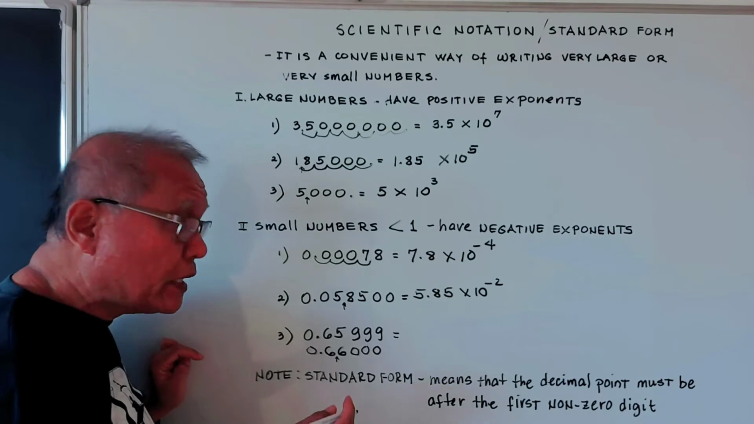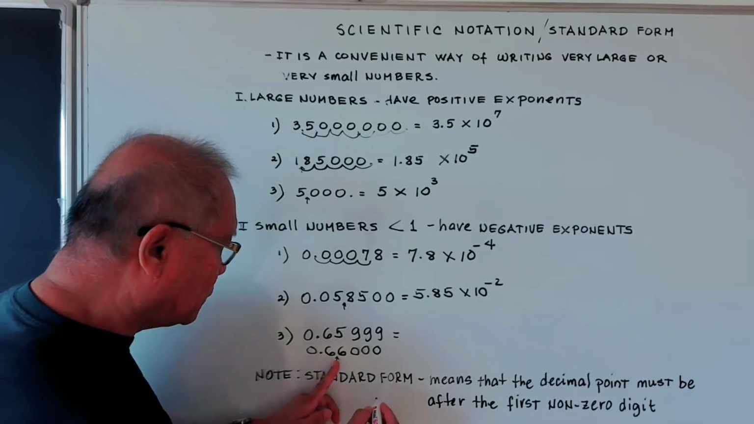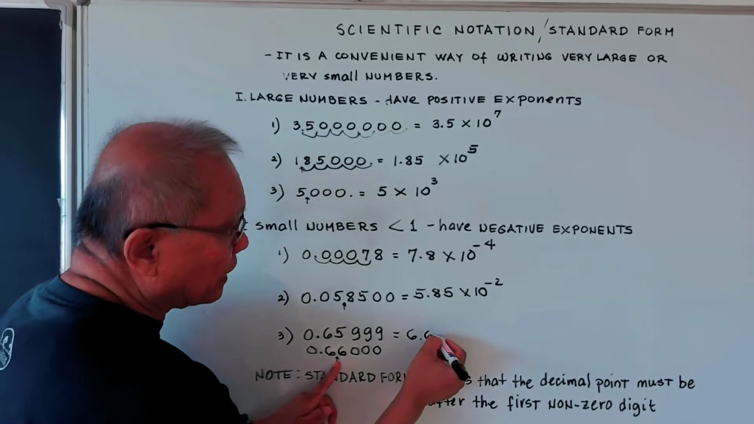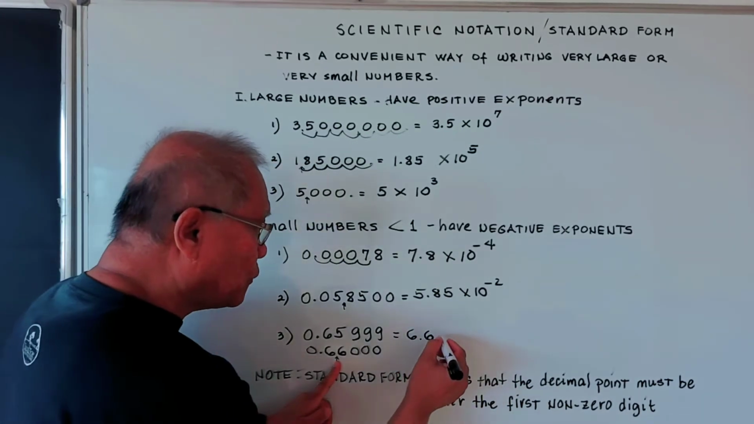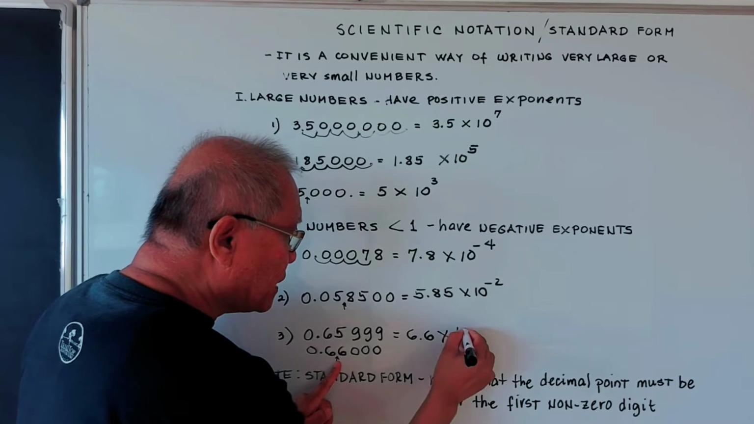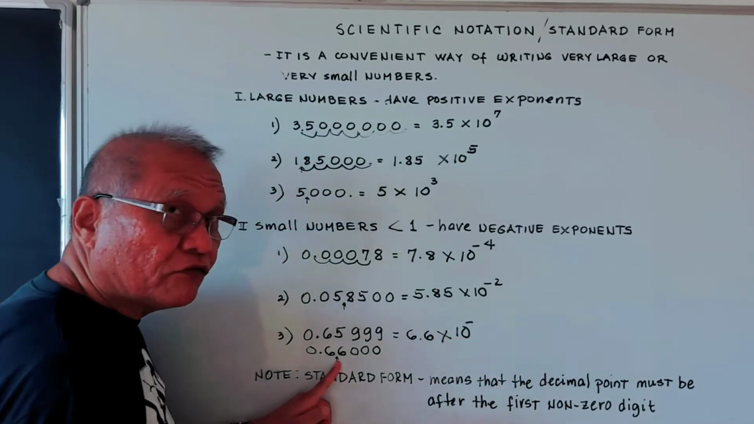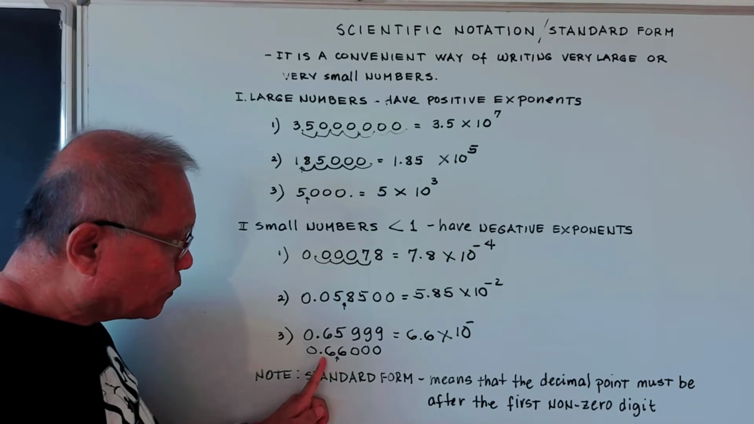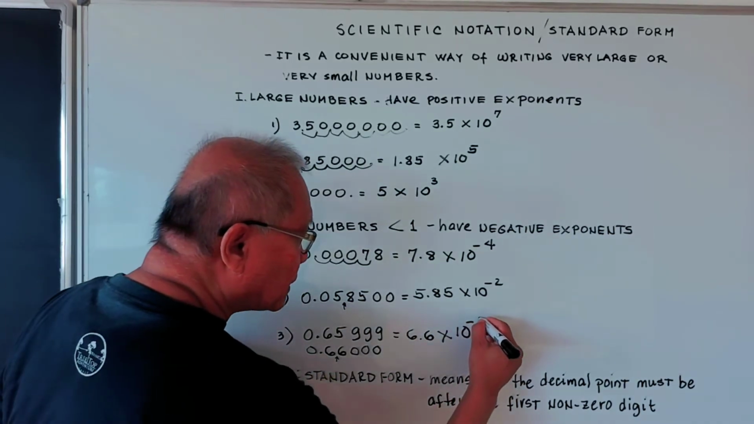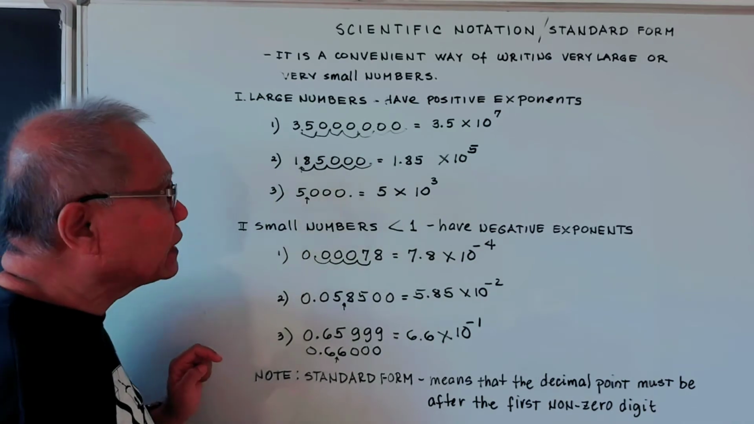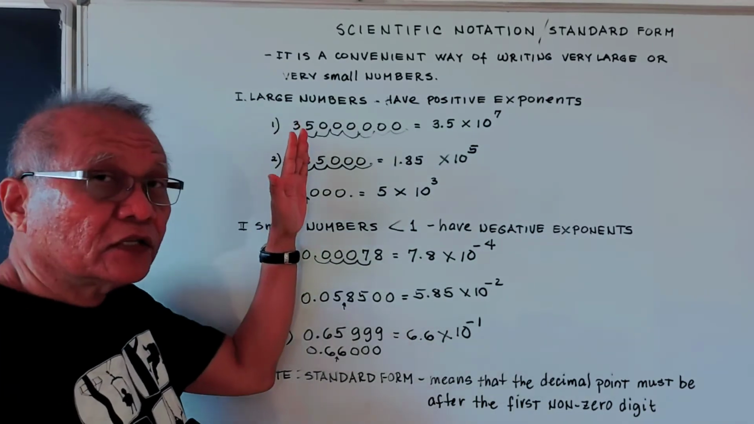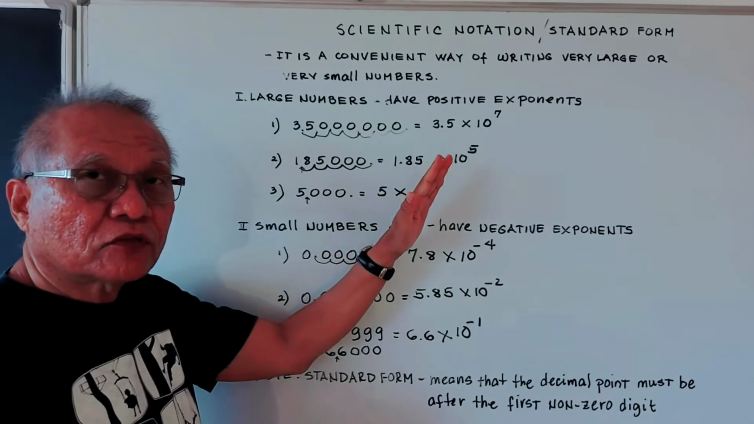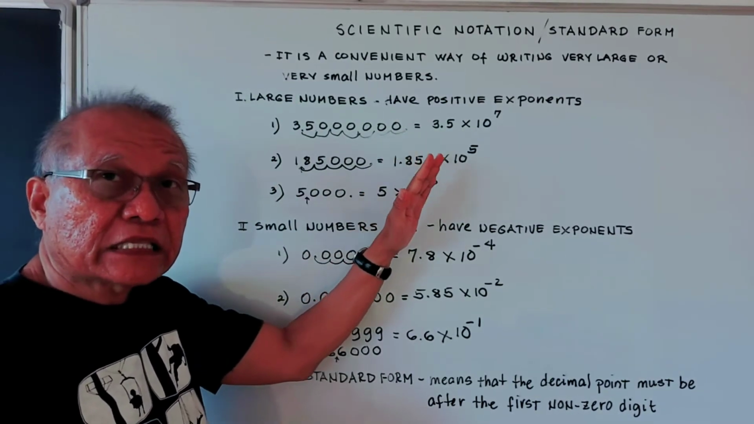It means a small number. So this one will become 6.6. And then you may add 0 if you want, but we don't need that one. So we have times 10, and we know it's negative because it's a small number. And then we count from here to here. So we have 1, so we have negative 1. And that is how to write ordinary numbers or regular numbers into not only scientific notation, but in standard form.